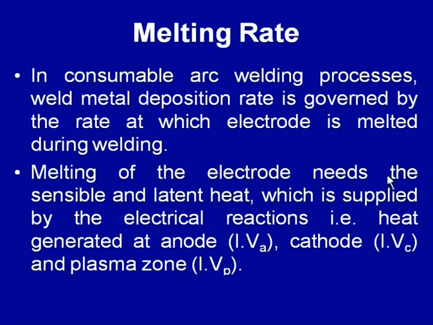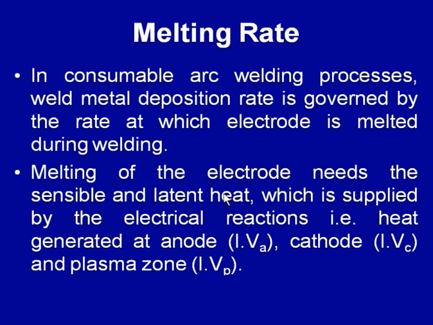In case of the consumable arc welding process, weld metal deposition rate is governed by the rate at which the electrode is melted during the welding. For melting of the electrode, what do we need? We need to supply heat in the form of sensible heat and latent heat. The sensible heat supply increases the temperature of the electrode tip from room temperature to the melting point, and the latent heat subsequently changes the phase from solid to liquid.